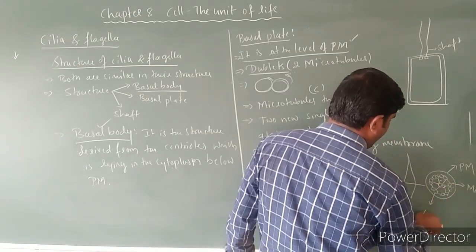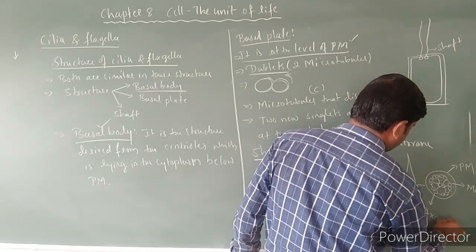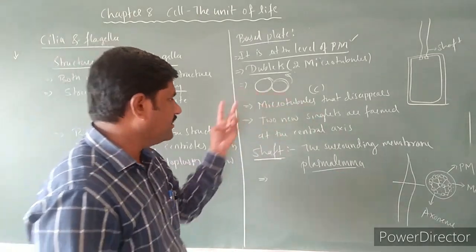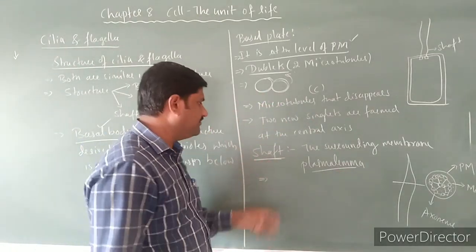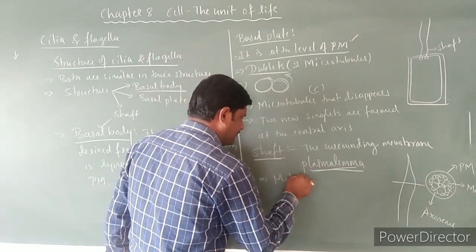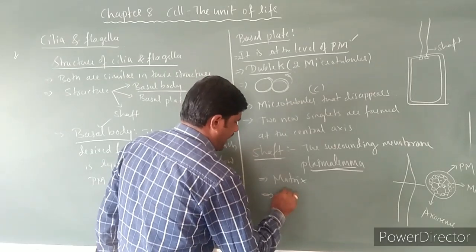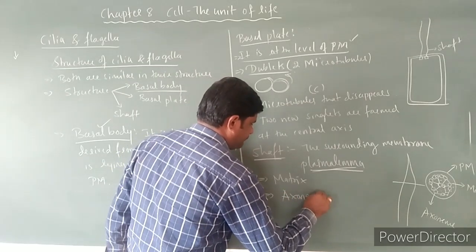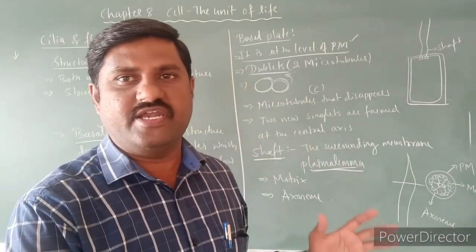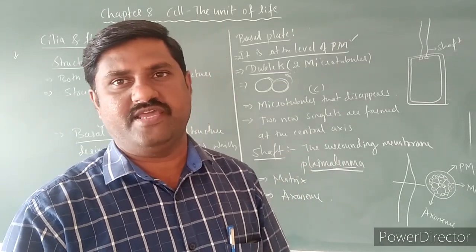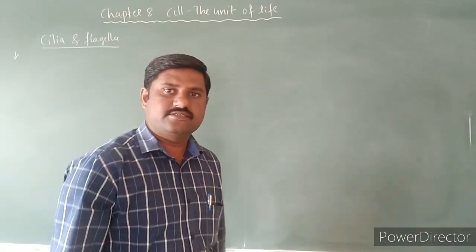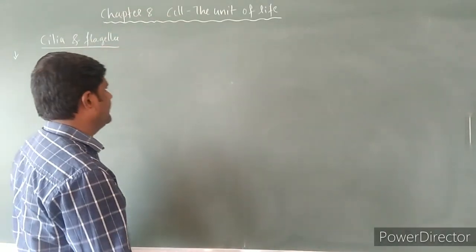So this is nothing but the axonium. This way there are 3 major parts seen in the shaft: one is plasma lemma, the second is matrix, and the third is axonium. All these are the things that we see diagrammatically first, and later we'll explain all those structures also. Now the structure of cilia and flagella diagrammatically.